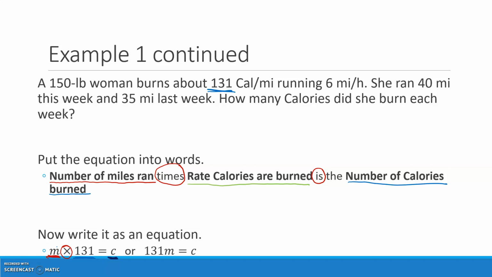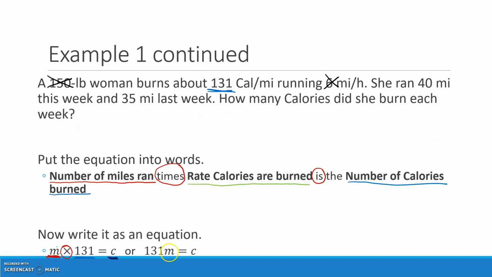I do want to point something out really quickly. There was some extra information in here. Did you see that? What do you think was the extra info? It looks like we didn't need to know that she was 150 pounds. That didn't really help us solve anything. We didn't need to know that she runs 6 miles an hour. That wasn't helpful. And eventually, we may need to know that she ran 40 miles this week and 35 miles last week if we're asked to solve it. But we're first writing an equation, and so we don't need those just yet.